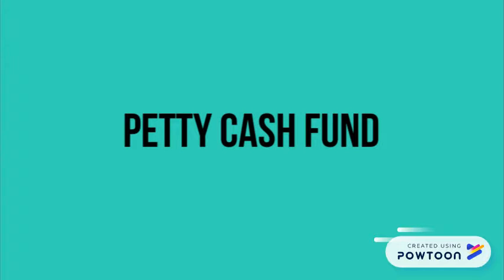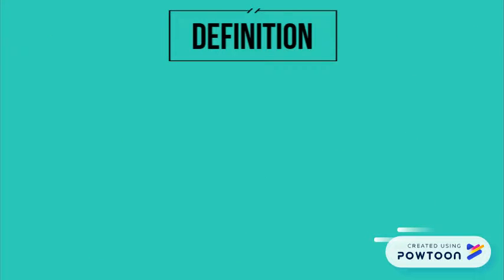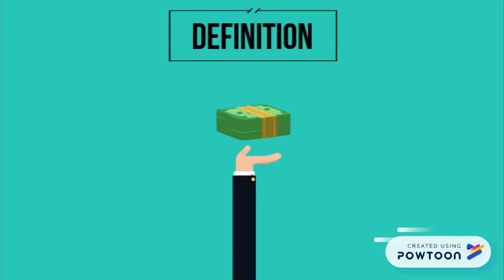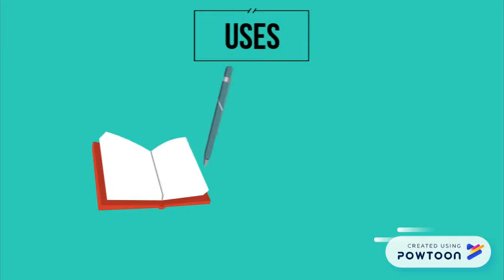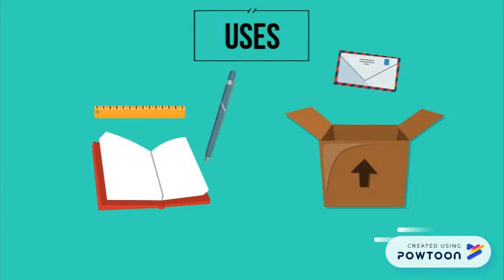This screencast will be looking at petty cash funds. Let's start by defining it. A petty cash fund is an amount of cash kept on hand to pay for minor expenditures. Examples include the purchase of miscellaneous office supplies or the payment of postage expenses.